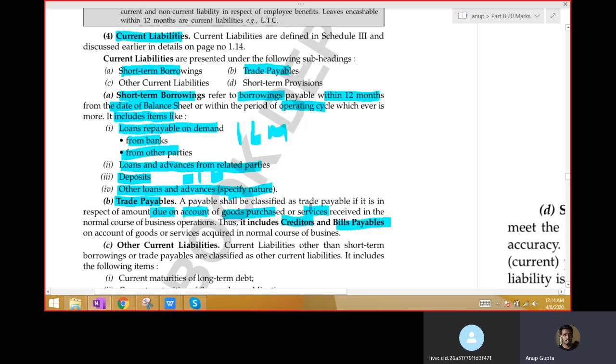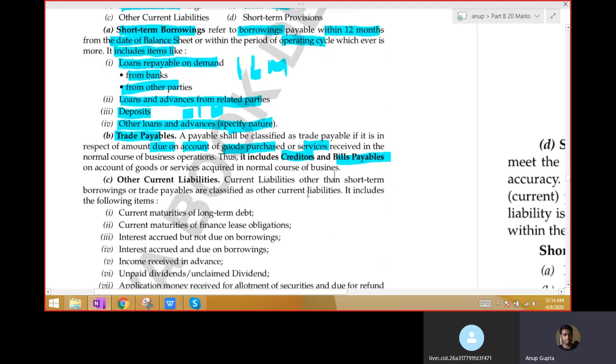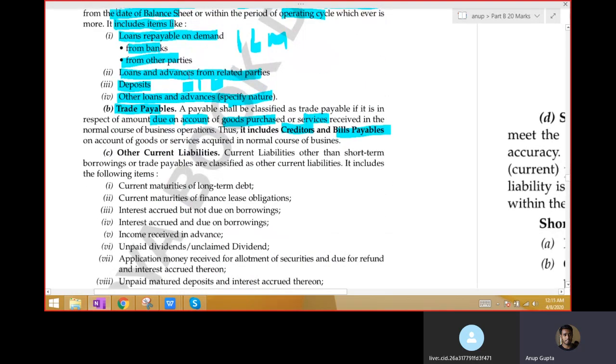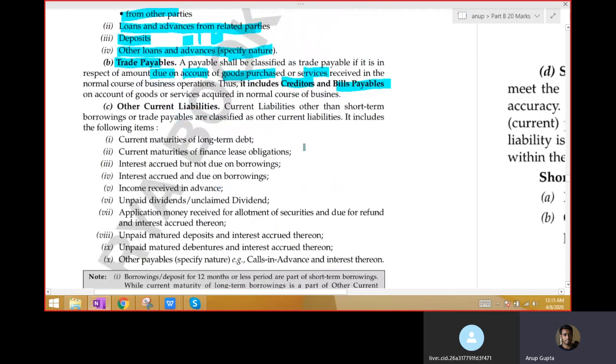Then comes the next item, known as other current liabilities. Understand it very well. Any liability that arises apart from borrowings and apart from the purchase of goods, whatever other liability there is, will be categorized as other current liabilities. So liabilities other than short-term borrowings or trade payables are classified as other current liabilities.